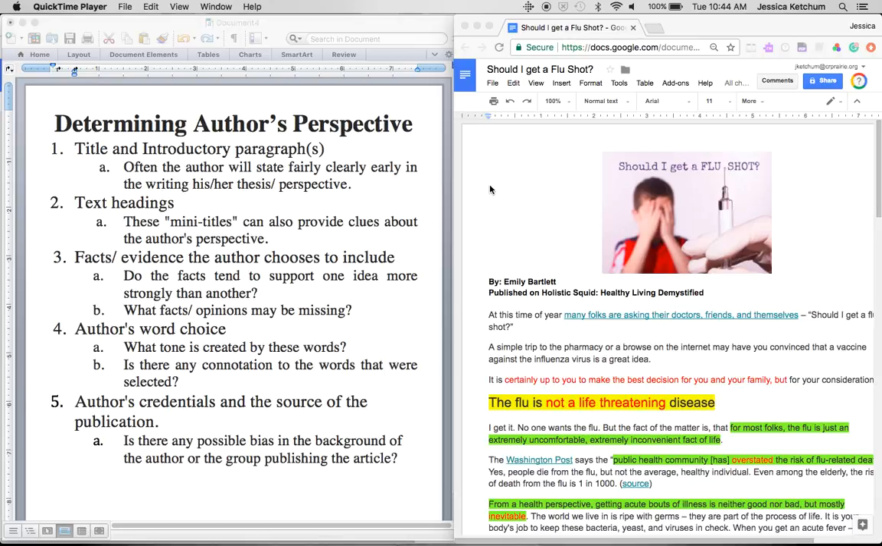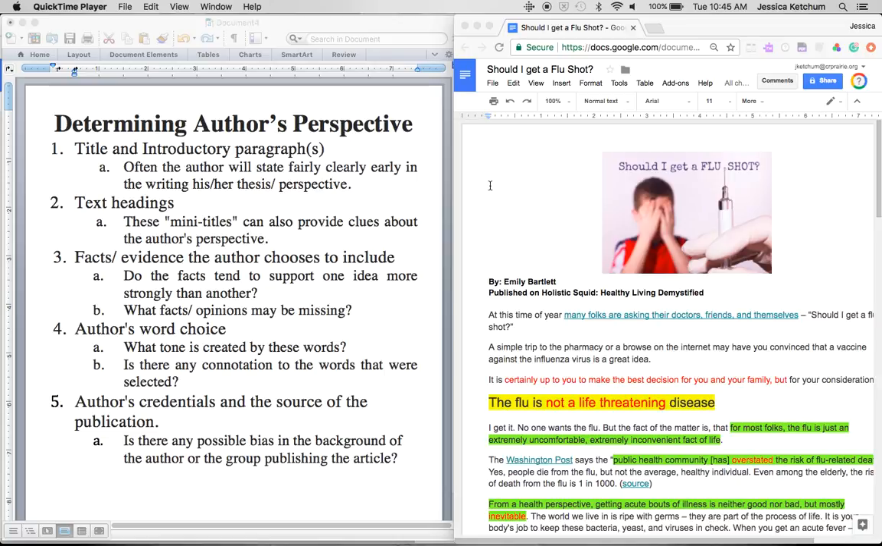Today we're going to work on the skill of comparing two authors' perspectives on a similar topic. This is important because we know that authors communicate information based on their opinions. And so when you have a common topic but written by two different authors, each one might have a slight bias or a different way of presenting those facts.